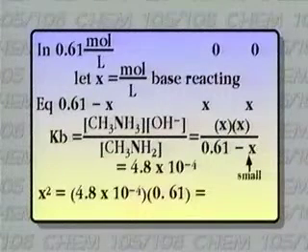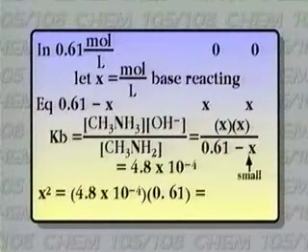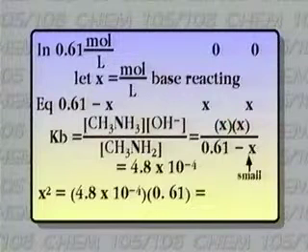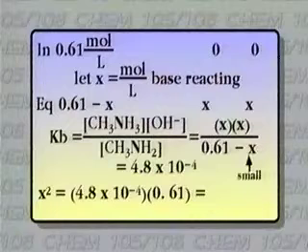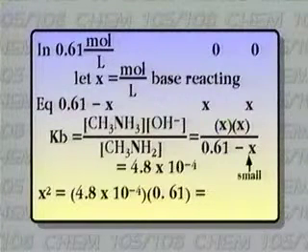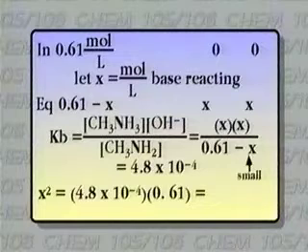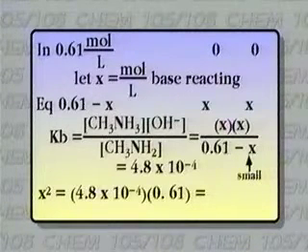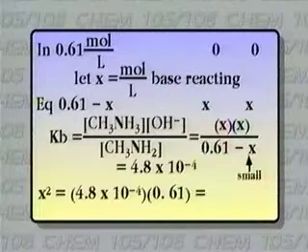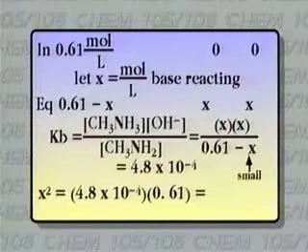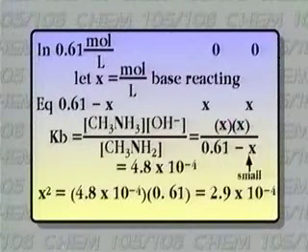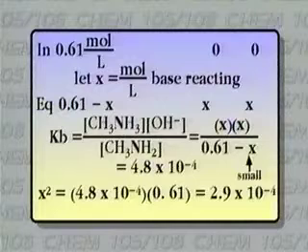Okay. So, solving for this, then X times X gives us X squared. And we're going to have this number times this number. So we're going to have 4.8 times 10 to the negative 4 times 0.61. And we'll figure out what that number is here quickly. So we have 4.8 exponential negative 4 times 0.61. And we end up with an answer of 2.9 times 10 to the negative 4.